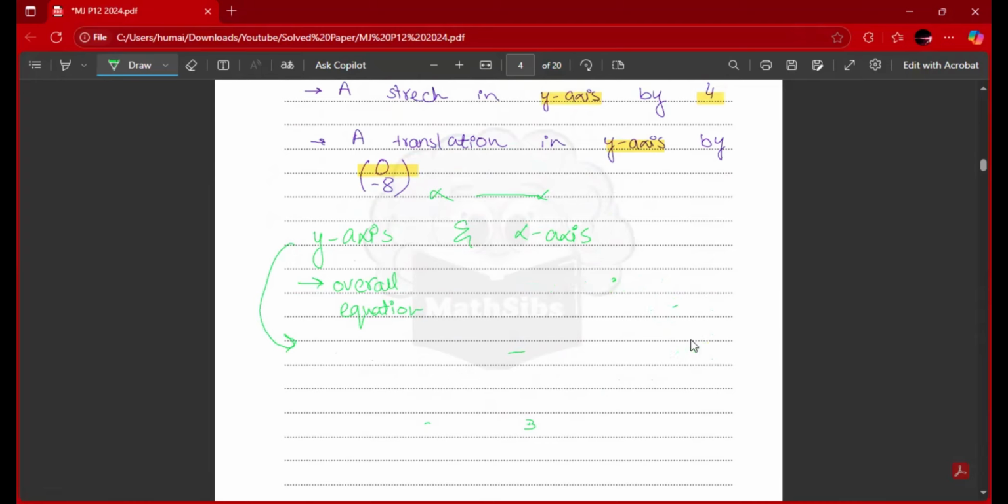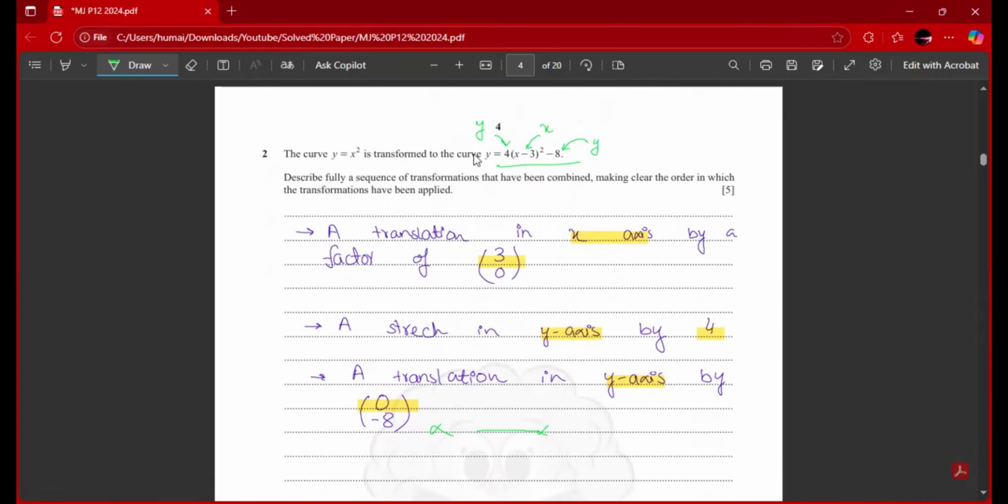The equation says that we have a translation in the y and x-axis plus a stretching in the y-axis. How do I know it's a y-axis? Because it's being multiplied outside. If it was in the x-axis, it would have been something like 4x. It would have been with x only, not the whole equation. This would mean that it's on the x-axis, but this thing is on the y-axis.